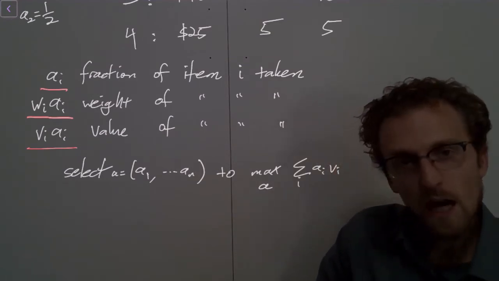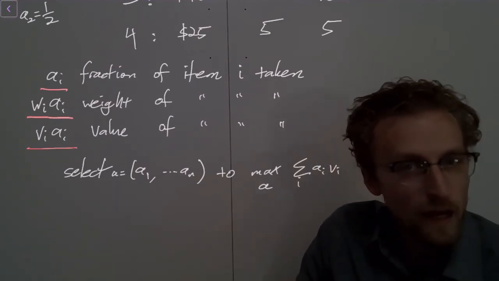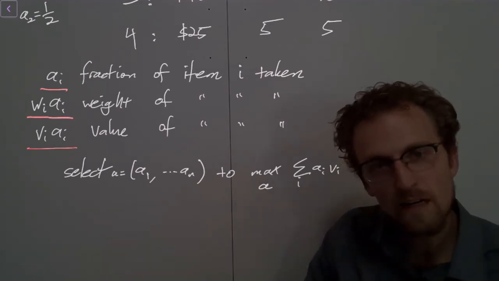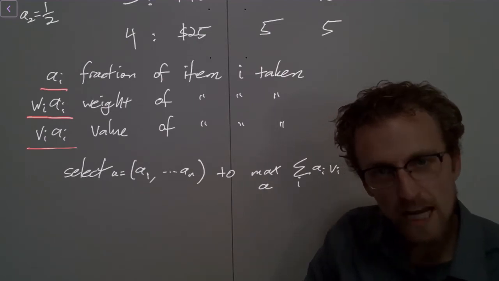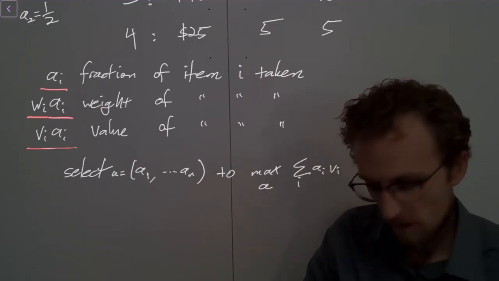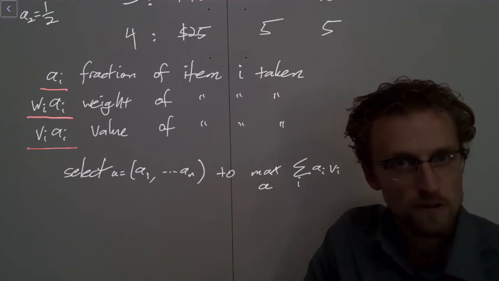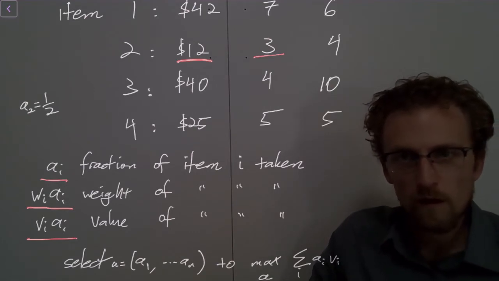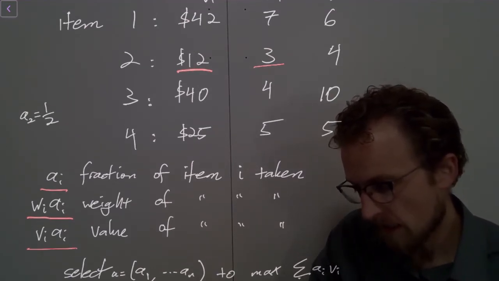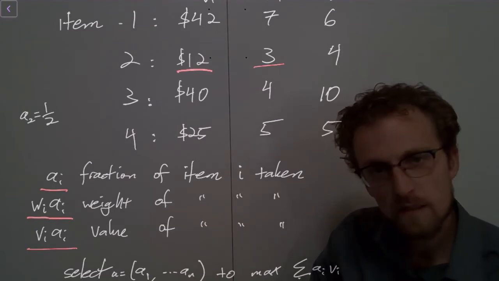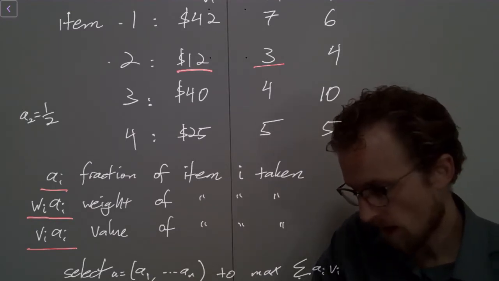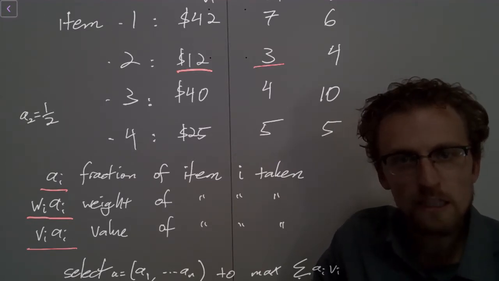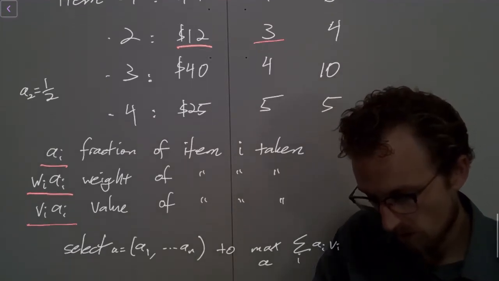Now notice that I'm adding over all I's. I'm not adding over the subset selected, because the subset is now baked into my A. If I don't take any of a particular item, then that A is 0, so that coefficient is 0. If I take all of item 3 and all of item 4, then the way I express that is A1 is 0, A2 is 0, A3 is 1, and A4 is 1. So this is just a generalization that's cleaner in some ways than the 0-1 knapsack.